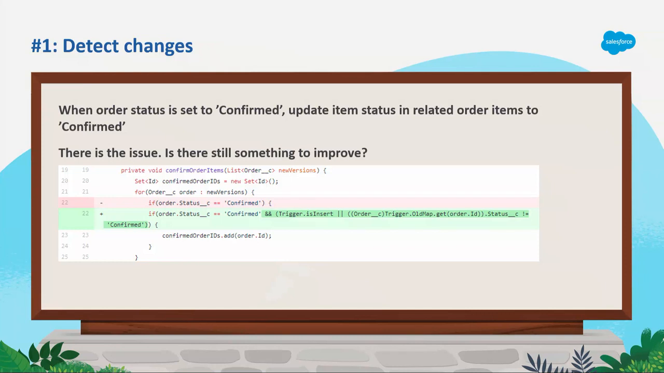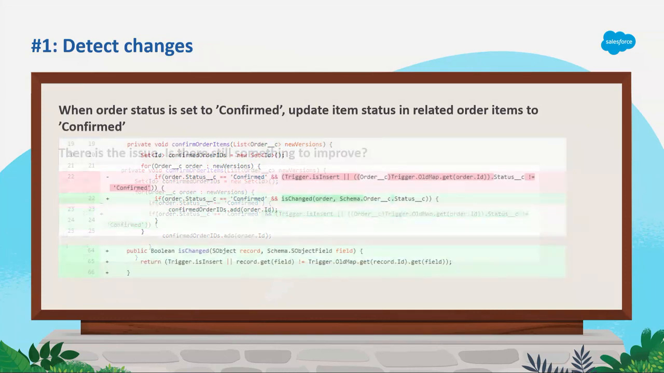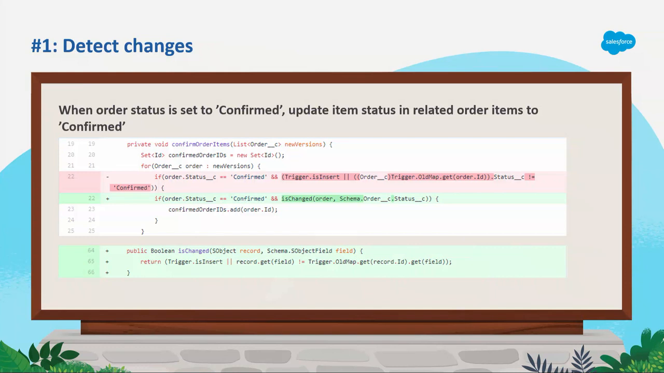But in the long run, when we start to pile these up in the implementation, it starts to corrupt the readability, I would say. So I'd propose that we set up some kind of a utility method that we can utilize throughout the implementation. And there it's easier to read what the condition is: order status is confirmed and the order status was changed.